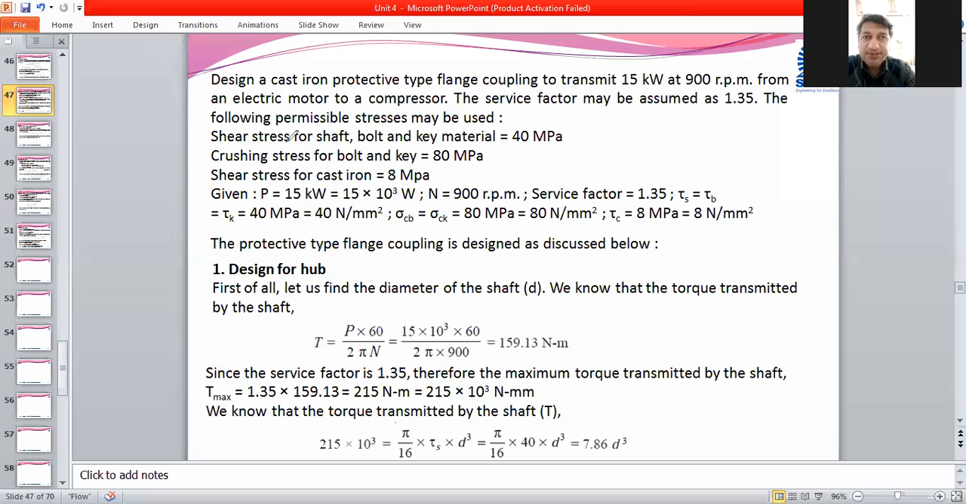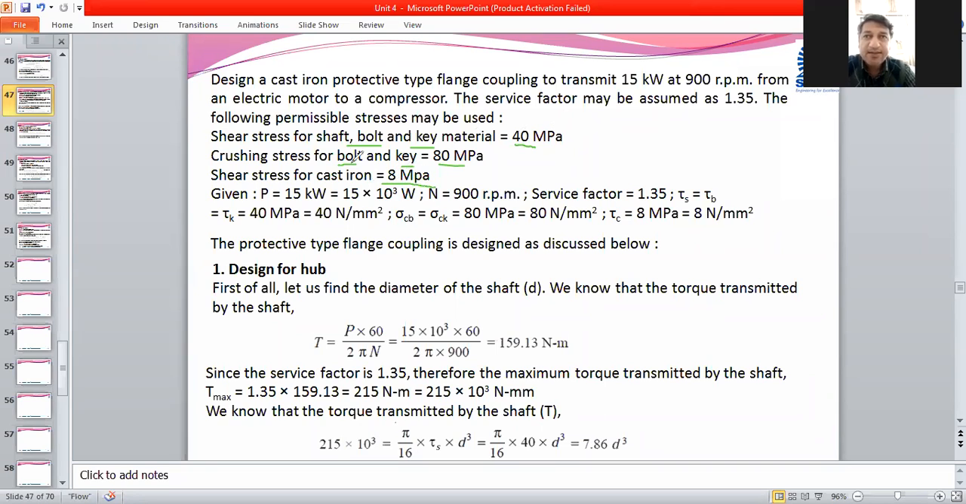Bolt and key, the same material is used, and it has a strength of 40 megapascal. Crushing stresses for the bolt and key are 80 megapascal. Then shear stress for the cast iron is 8 megapascal. So the hub, or coupling, is made of cast iron, so the shear stress for the cast iron is 8 megapascal.